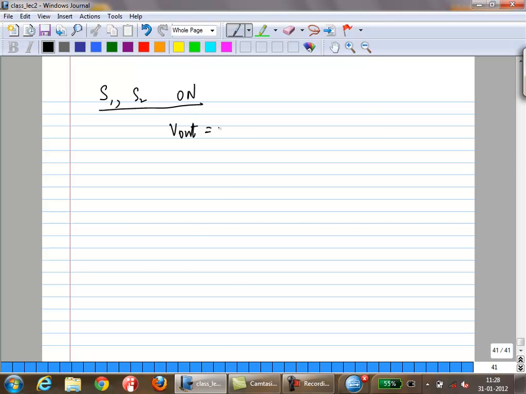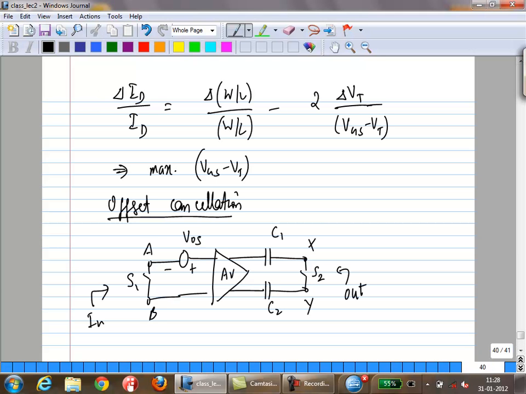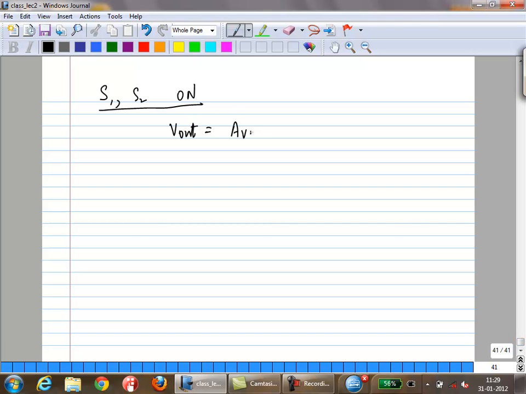What is Vout when the switches are on? I'm going to call this V out, to avoid confusion, because that was the original output of the amplifier. What is V out? It's not 0. Why is it not 0? S1 is 0, S2 is shorted. What is V out? It's not 0, right? So it's AV times VOS, correct?